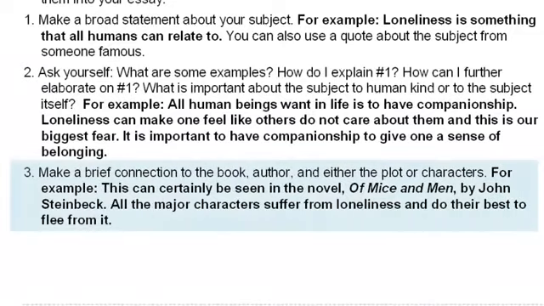Number 3, I'm going to make a brief connection to the book, author, and either the plot or the characters. Here's my example. Again, 1, 2, and 3 would all be in the same introduction. This can certainly be seen in the novel Of Mice and Men by John Steinbeck. All the major characters suffer from loneliness and do their best to flee from it. So I've made a brief connection. I have not given any details. I've not given any textual evidence, and I have not made an argument yet.